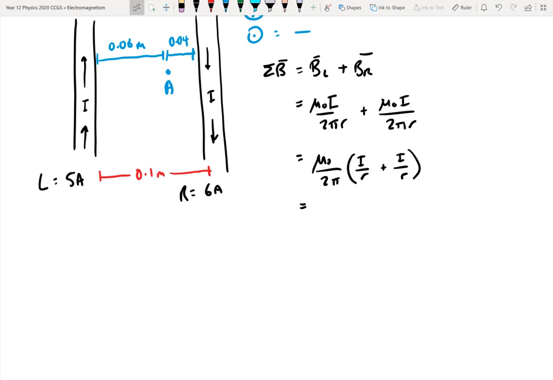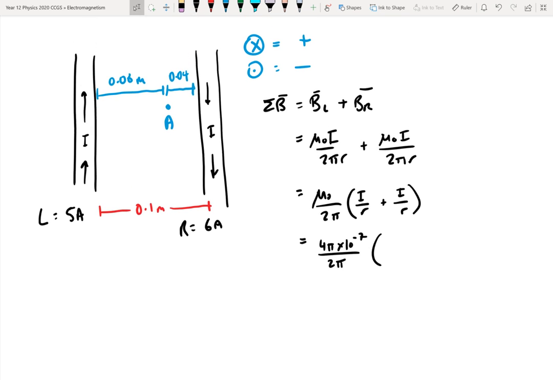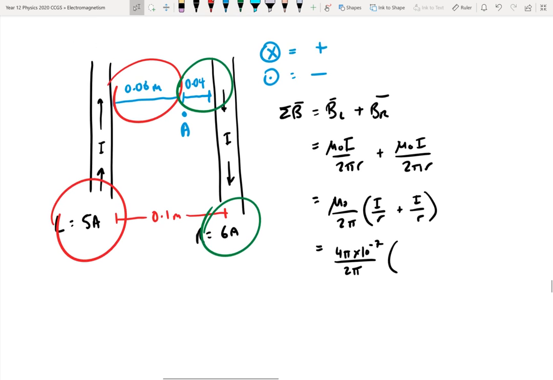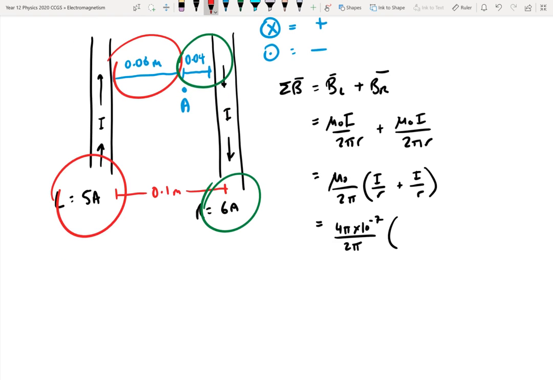But let's go. Mu naught in your data sheet. Is it? I'm hoping I'm not mistaking my constants. Okay, the left plus the right. So now here's, you've got to be careful. We've got to make sure that we match the radiuses with the corresponding currents, because you've got 2 R's and 2 I's. You need to make sure that they're paired up. So maybe I will colour code my red pen is going to be 5 amps over 0.06.